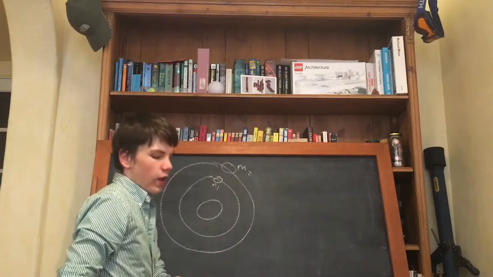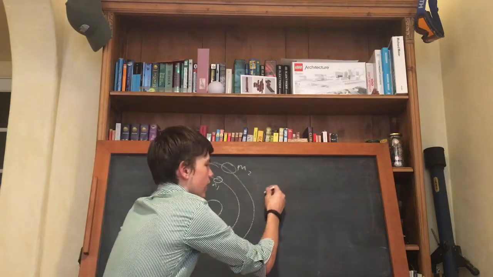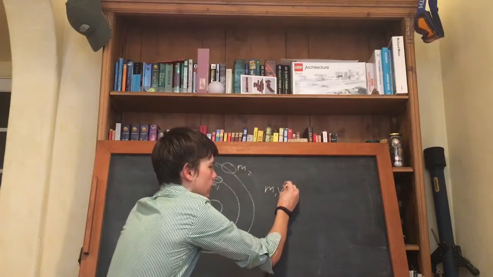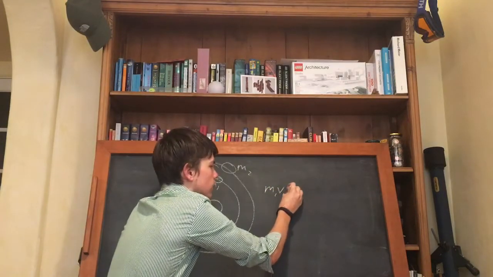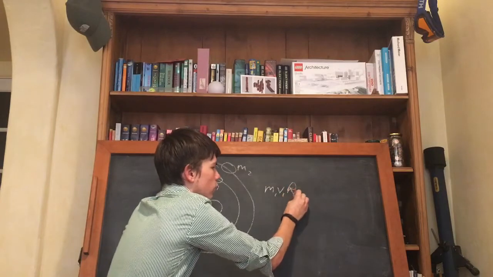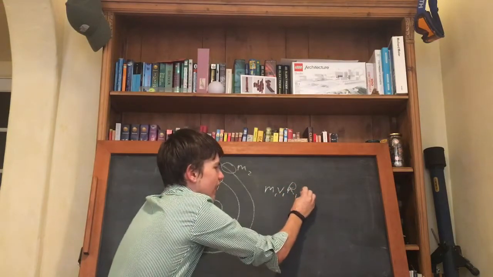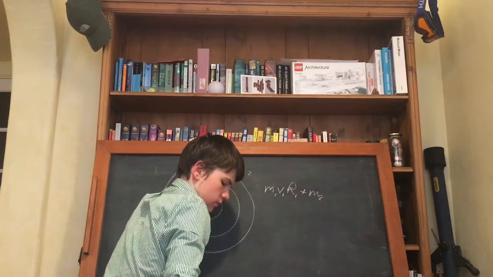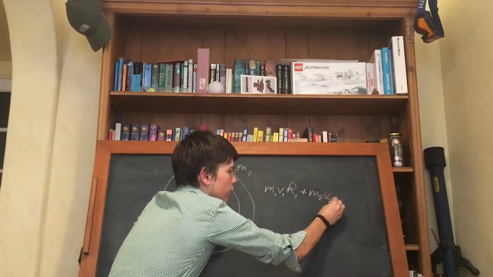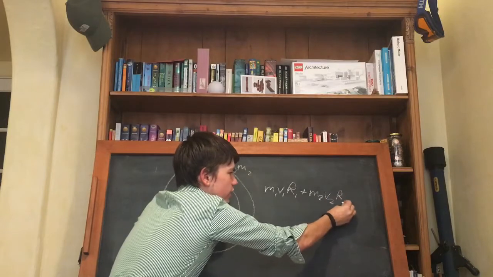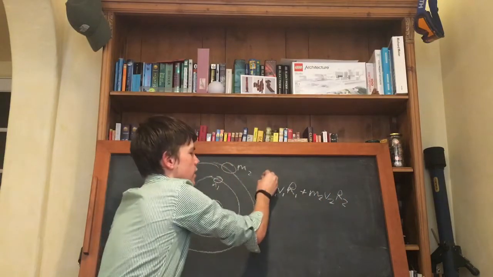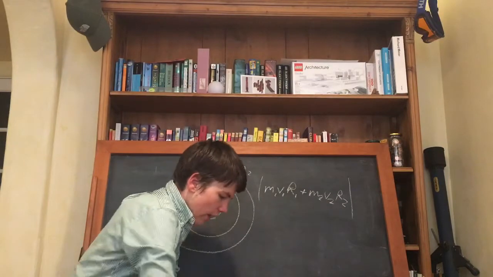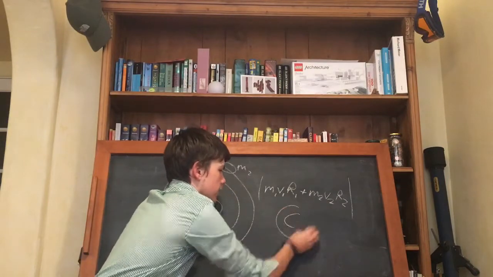So to find the total angular momentum, we're going to have to add mass 1 times velocity 1 times radius 1. Now we're going to add that to mass 2, velocity 2, and radius 2. And we're going to put that in absolute value so that we can get a positive value. And that would give us answer C.